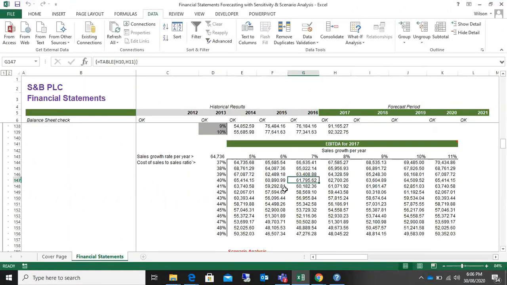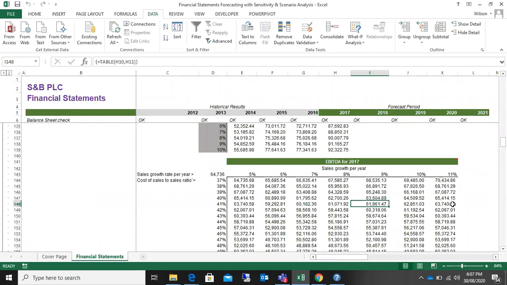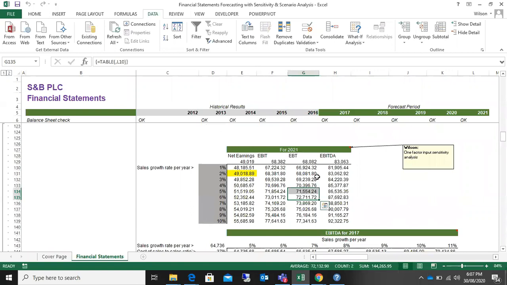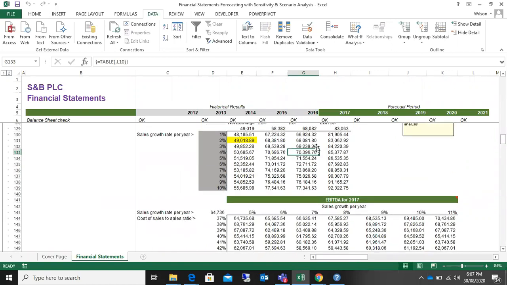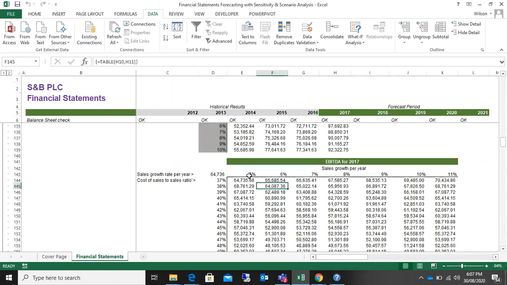Okay. All right. So how do you interpret this? Meaning that if the sales growth rate is 6% and the cost of sales to sales is 39%, the EBITDA will be 62,489. If it is 9% here and 41% here, the EBITDA will be 61,961.47. So that is how you do sensitivity analysis for one factor input where you are selecting only the sales growth rate, two factor input where you are selecting sales growth rate and cost of sales.